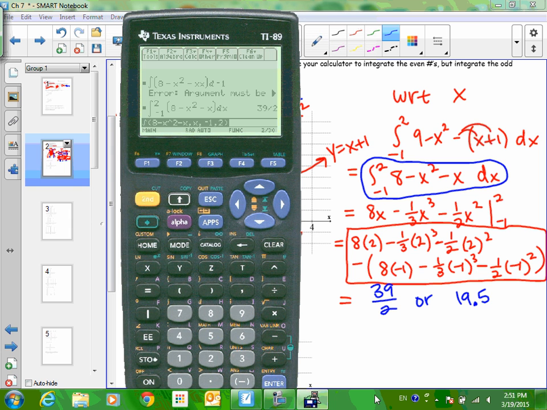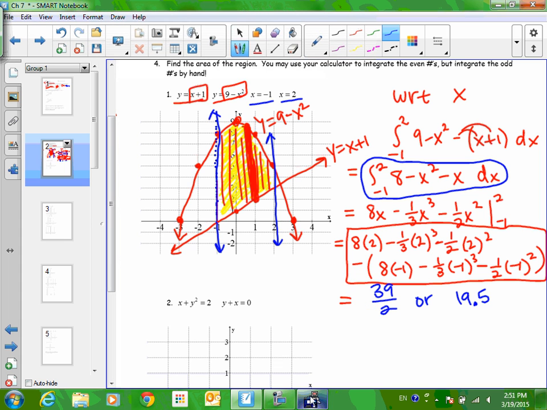Okay. If you're still crunching numbers, just go ahead and look up here. I got 39/2. That's the answer. You could have gotten 19.5. What did you guys estimate when you counted up your boxes? Was it close to that? 19, 18? Good. Very good. Okay, so that is how you do it with your calculator and by hand.